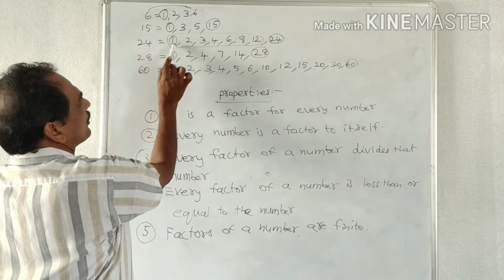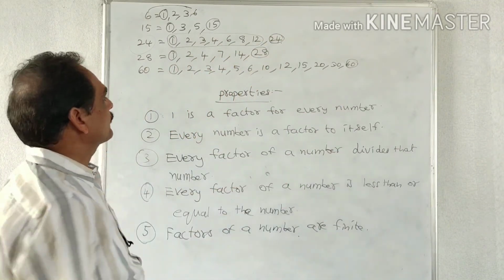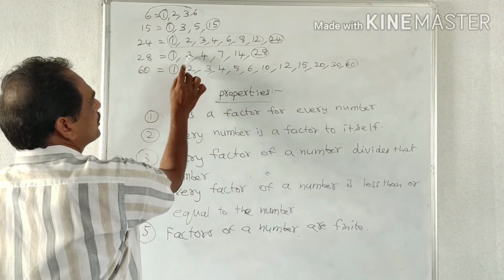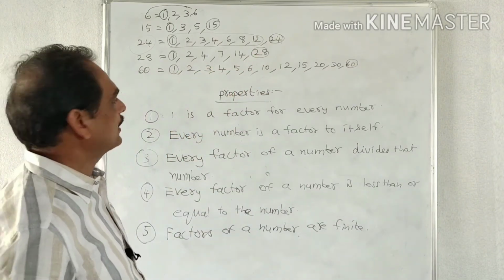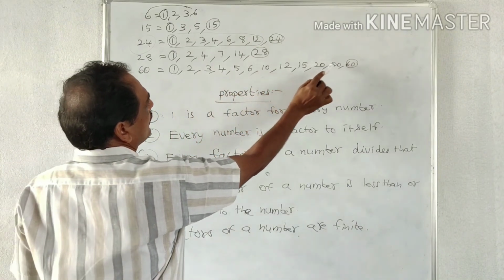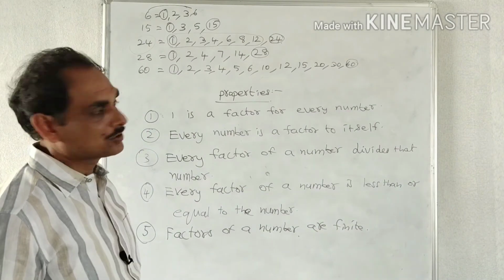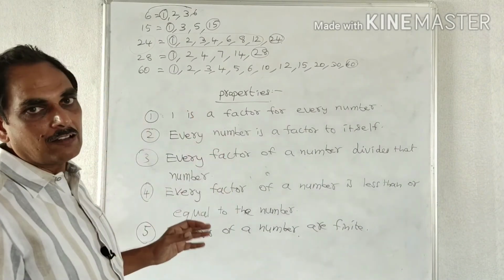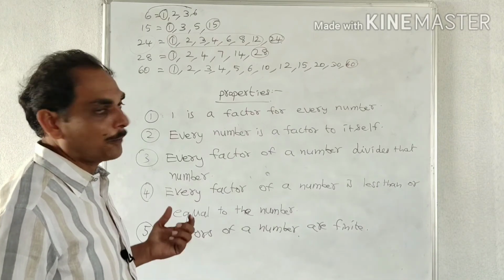Similarly, for 24, 1, 2, 3, 4, 5, 6, 7, 8. There are 8 factors of 24. And we go to 28: 1, 2, 3, 4, 5, 6. There are 6 factors of 28. And finally, 1, 2, 3, 4, 5, 6, 7, 8, 9, 10, 11, 12. There are 12 factors of 60. So factors of any number are finite, countable. So these are the properties.